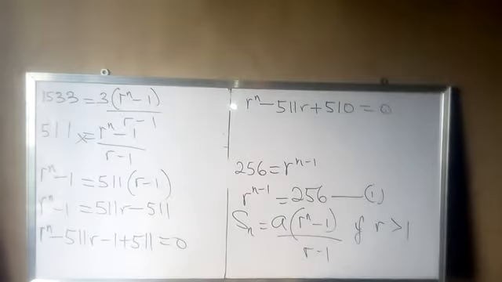All right, now we could call this equation 2 if we like. We can write this equation 2 as r raised to power n minus 511r is equal to minus 510. It's still the same thing. All right, good.